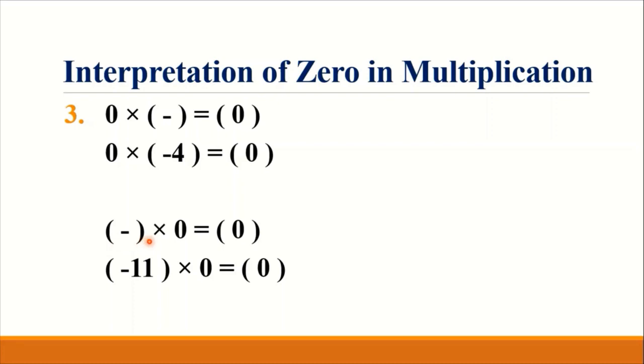When 0 is multiplied by any negative number, answer will be always 0. For example, minus 11 into 0 is equals to 0.